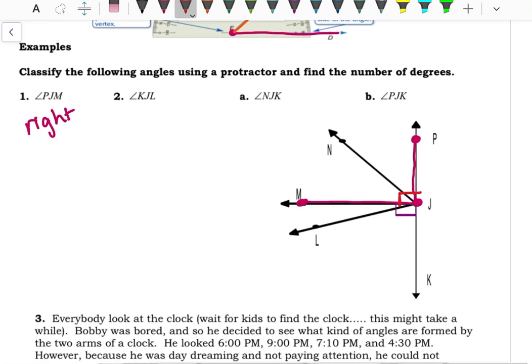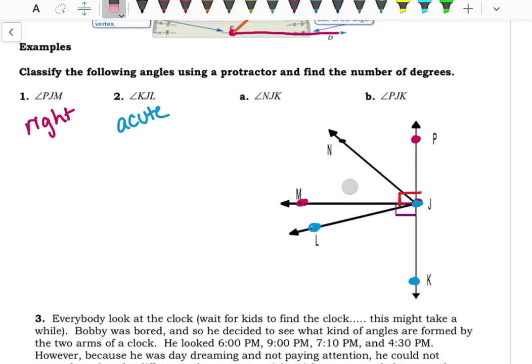Next we have angle KJL. K is here, J is here, L is here. So go ahead and trace. Oh, that's terrible. Okay. So that angle is slightly less than 90. You can see the square there. That means that's 90, so this is less than that. So we're going to say that this is an acute angle.